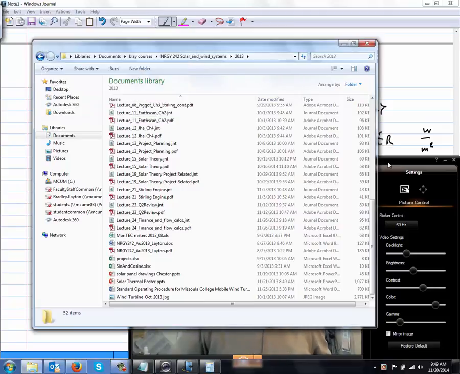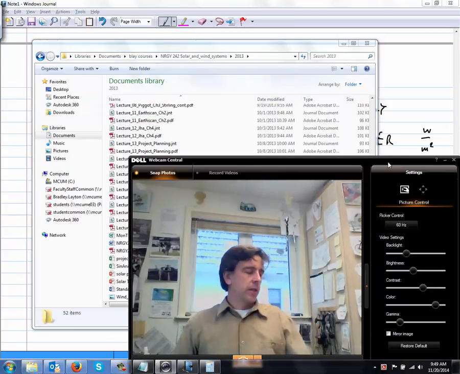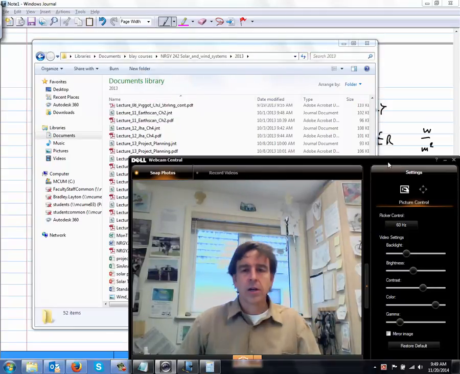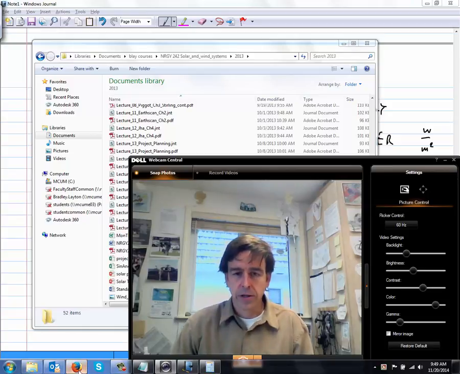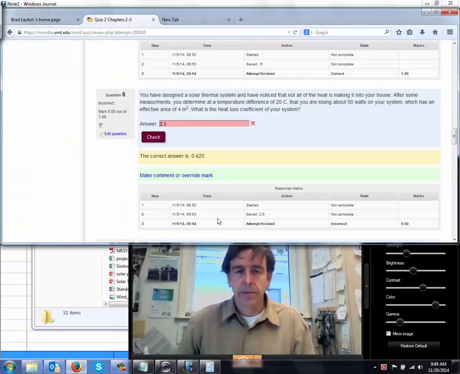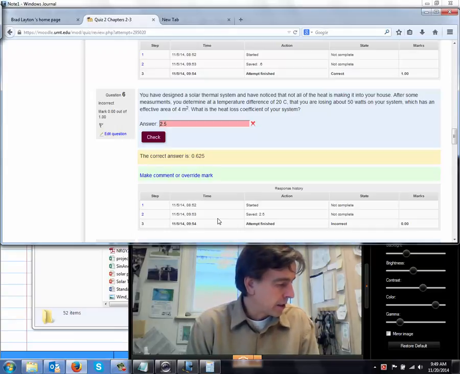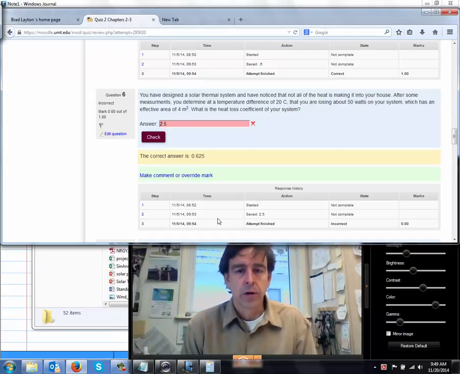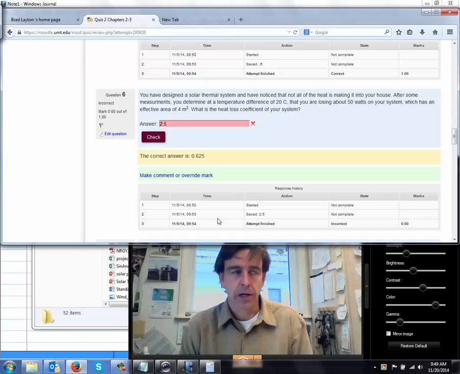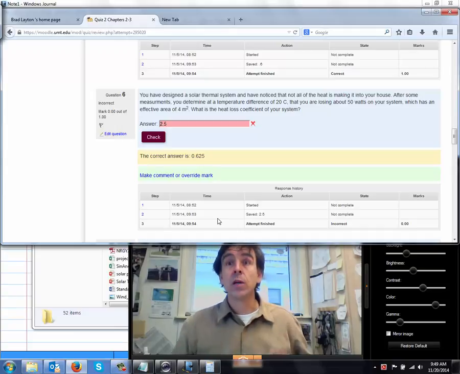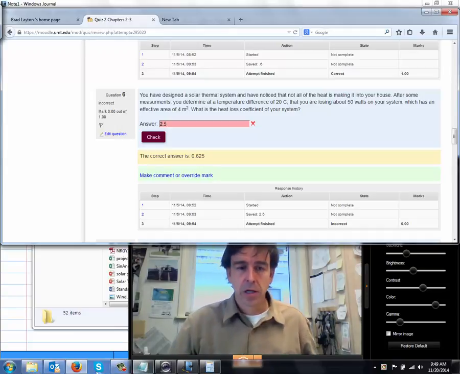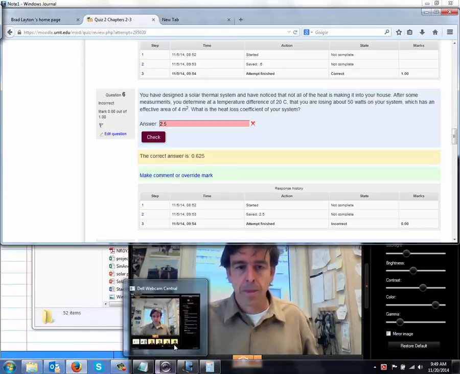Okay, so the question we're dealing with is another kind of nasty problem. I'm not sure to what extent I went over the difference between a K value and an R value, and that's really what this comes down to. So let's back up a little bit and look at what K is.